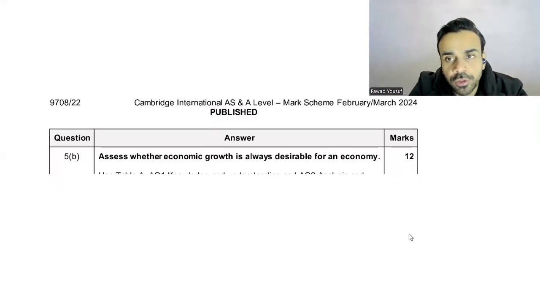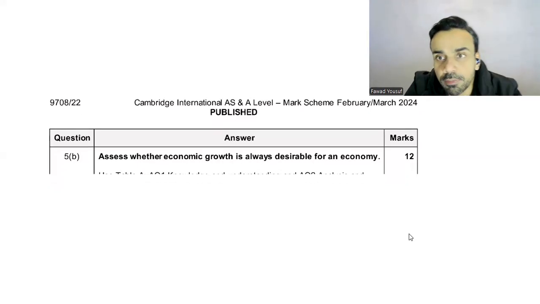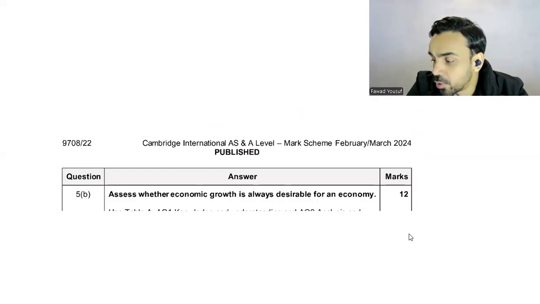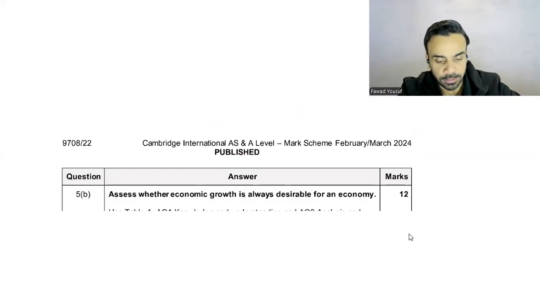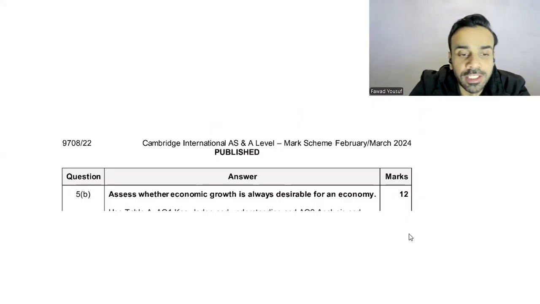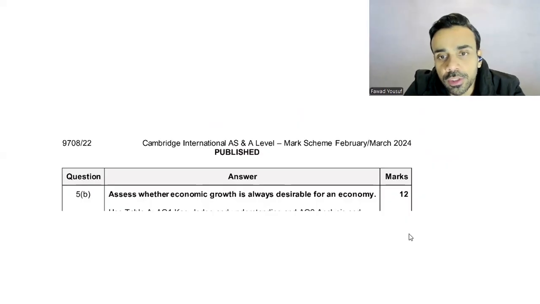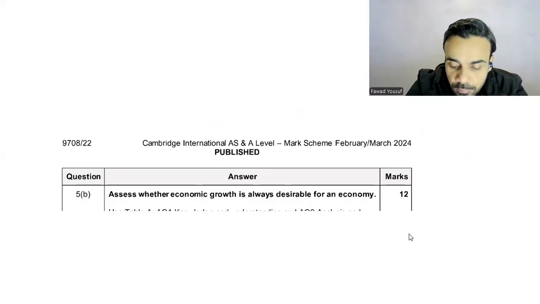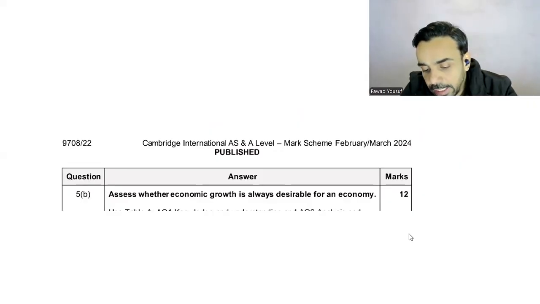So today's question and discussion is March 24. There's only one variant in it. It's a 5B, a 12 marker, in which we have to assess whether economic growth is always desirable for an economy, and we have to give an 8 mark analysis. And obviously, some sort of definitions you should also give.